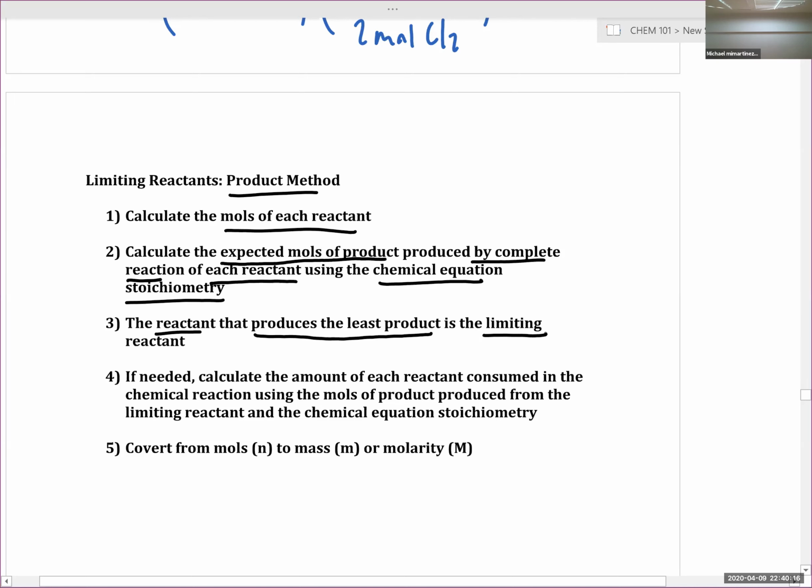Now, if needed, you can calculate the amount of each reactant consumed using the moles of product produced and the chemical equation stoichiometry. So this is your guide. I'm not expecting you to memorize this, but through practice, you're going to be using all of these steps. I always like to organize things in steps to help me if I'm ever getting stuck solving a problem. I have some steps to refer to.